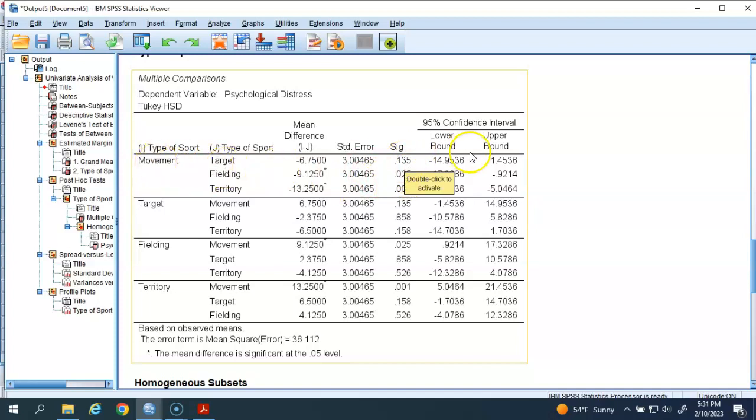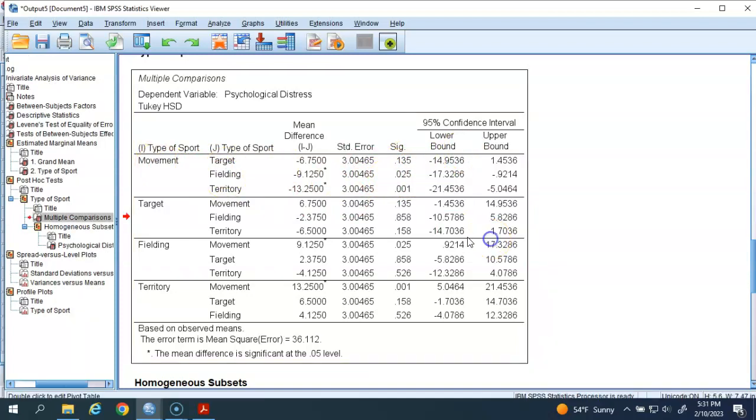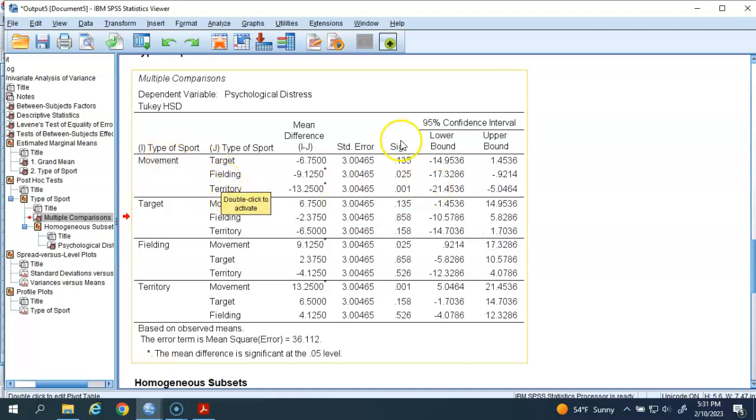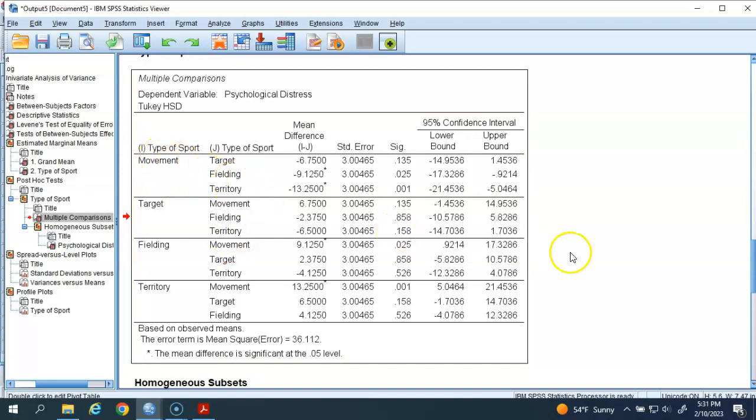So we can see movement and target are not significant. And we can see movement versus fielding is, and so is movement versus territory. And we can go down and see where those significance lie. We come down to fielding versus movement and we realize, well, that's just the same thing as movement versus fielding.